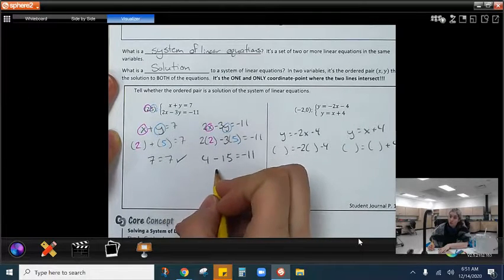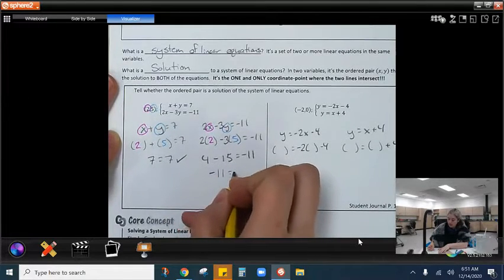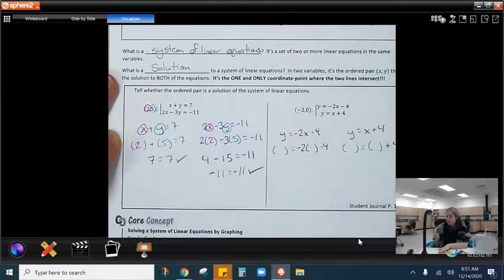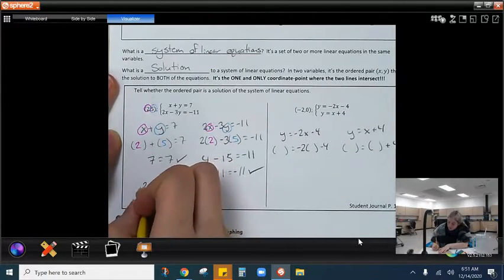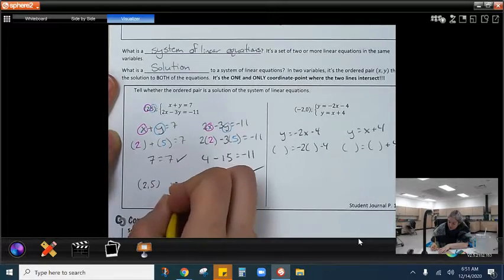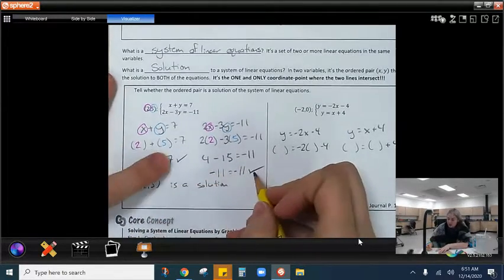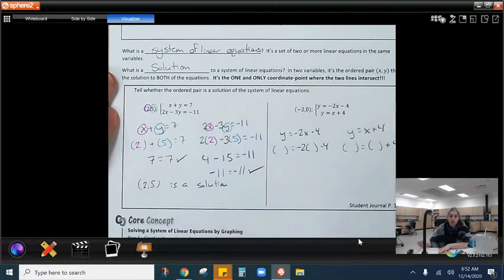Well, 4 minus 15, order matters, that gets us a negative 11. Is that the same? Negative 11 and negative 11? Yes. So this one, (2, 5), is a solution because it worked for both of them. All right, it is a solution because it worked for both lines.